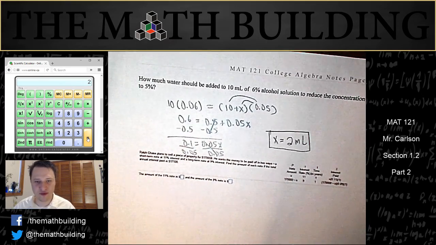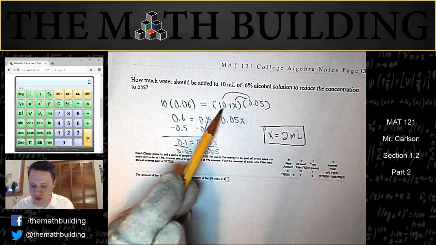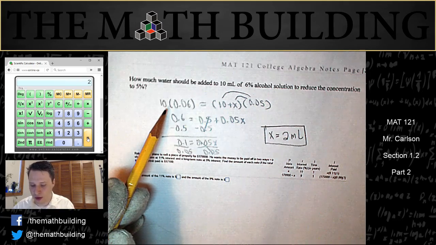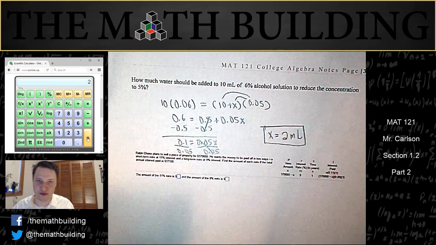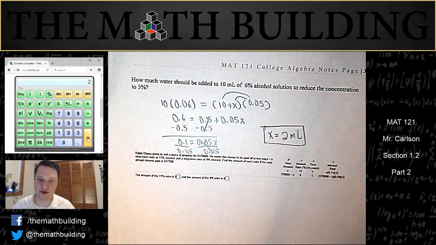So that's how you solve these mixture problems. If we had 2 milliliters, we would have 12 total milliliters of a 5% solution, and that would have the same amount of alcohol as 10 milliliters of a 6% solution. So the key is the alcohol is the same on both sides of the equation.